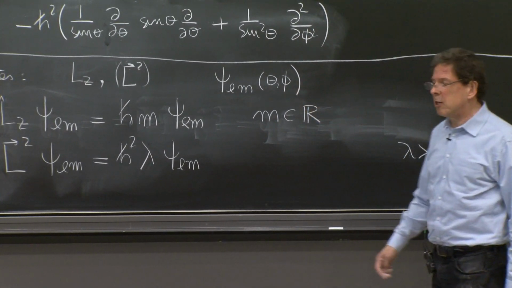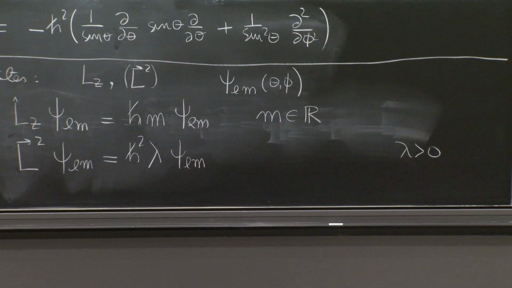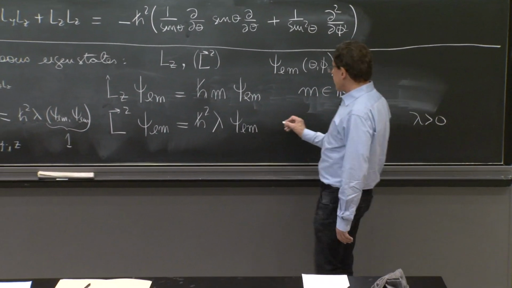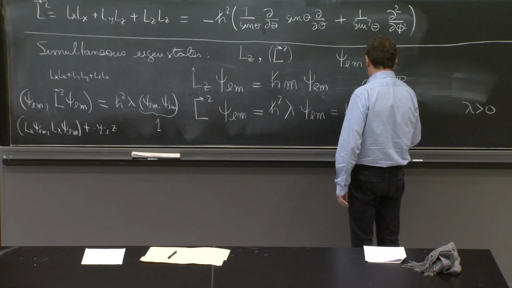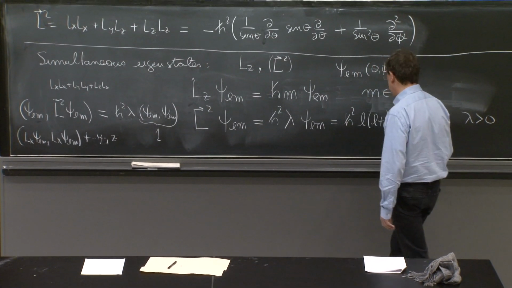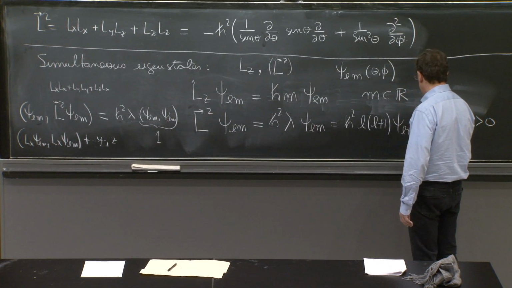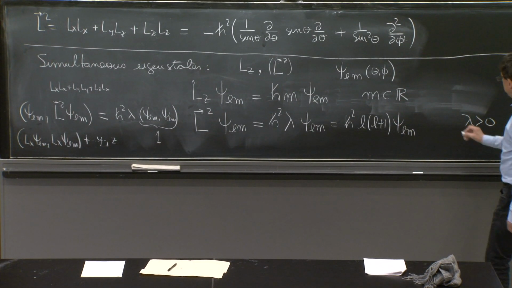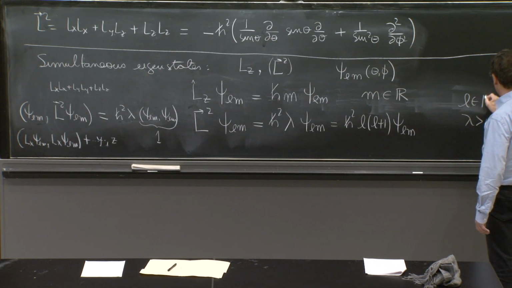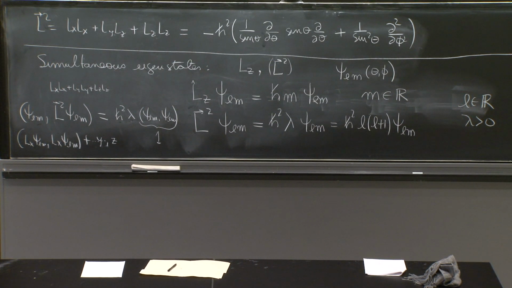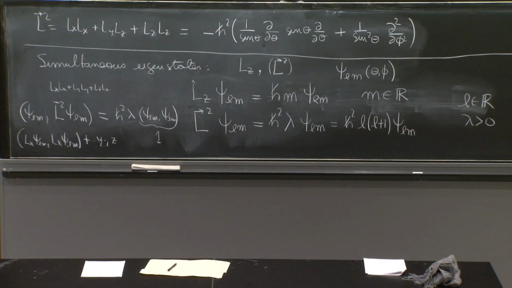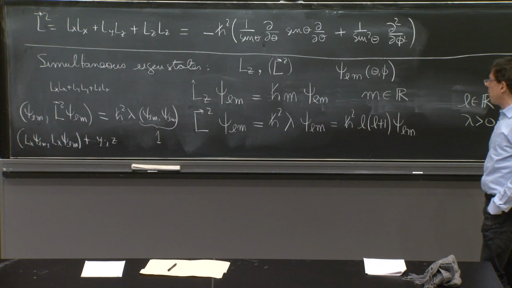This is our expectation, and it's a reasonable expectation, and that's why, in fact, anticipating a little the answer, people write this as L times L plus 1 psi Lm, where L is a real number at this moment. And you would say, well, that's a little strange. Why do you put it as L times L plus 1? What's the reason?